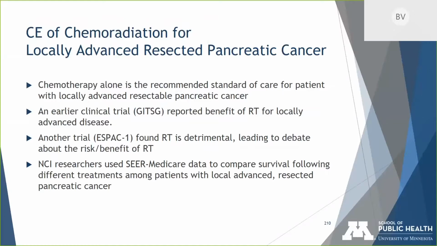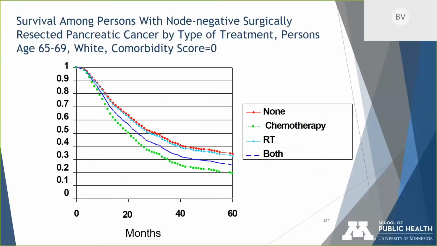So NCI researchers used SEER-Medicare data to compare survival following different treatments. And these are the results. So these are people that were relatively young, age 65 to 69, white, with a comorbidity score of 0. So you can think, okay, we've really gotten rid of a lot of possible differences in our groups, and this is what we're finding. Healthy, white, young patients. And we find that those that received no additional treatment were the best off. They had the best survival, while patients who received chemotherapy alone had the worst survival.